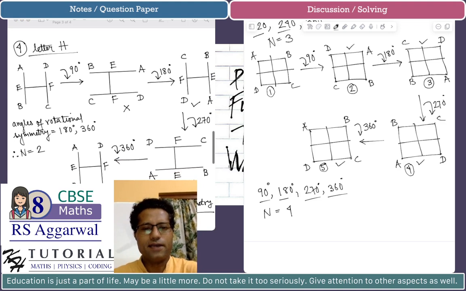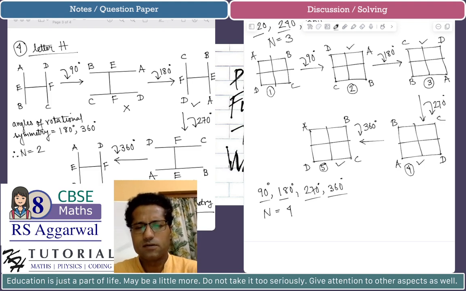Now see a letter H. There are many letters from the English alphabet which have rotational symmetry. I am only discussing the letter H.